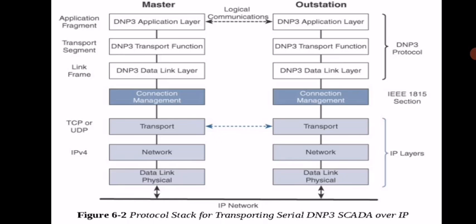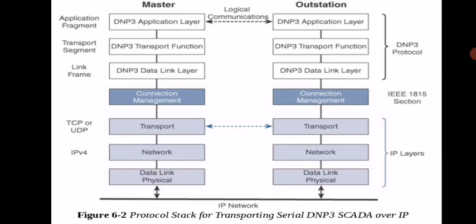Let it be. Then we'll go for the block diagram of the protocol stack for transporting serial DNP3 SCADA over IP. You can easily observe that there are a total of 7 different layers, both in the master end and in the outstation. Outstation stands for the one in the real-time environment. You can observe there are 3 layers available for the DNP protocol, and we are having one IEEE standard, 1815, as the intermediate one. Then later we are having the IP layers.